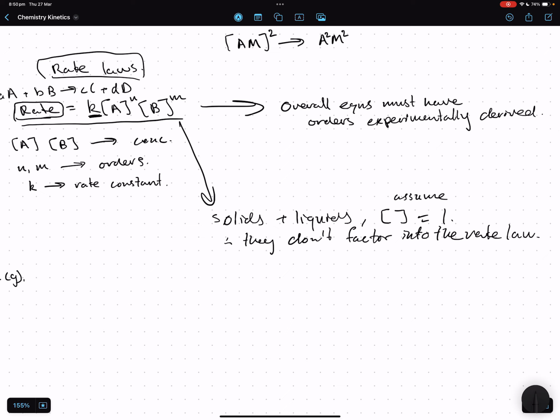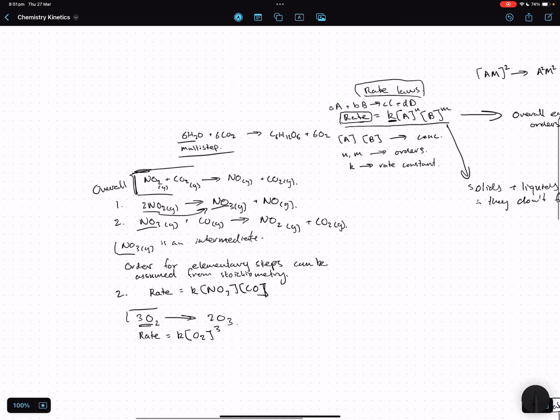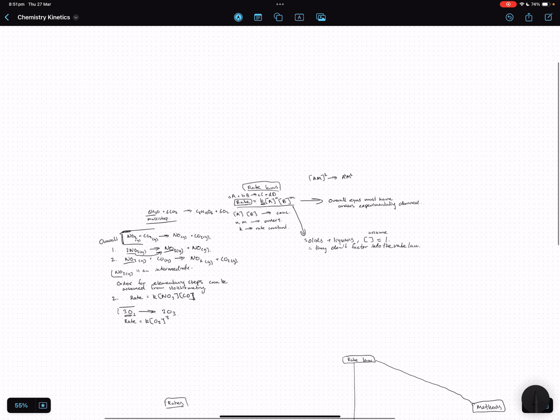Basically, their concentration doesn't change because a solid is a thing that just exists, so per liter, it just exists. And a liquid sloshes around. I'm sure there's a more technical definition, but it's just assumed to be 1. So that's what I wanted to talk about with the rate laws. Okay, so we understand rate laws now.